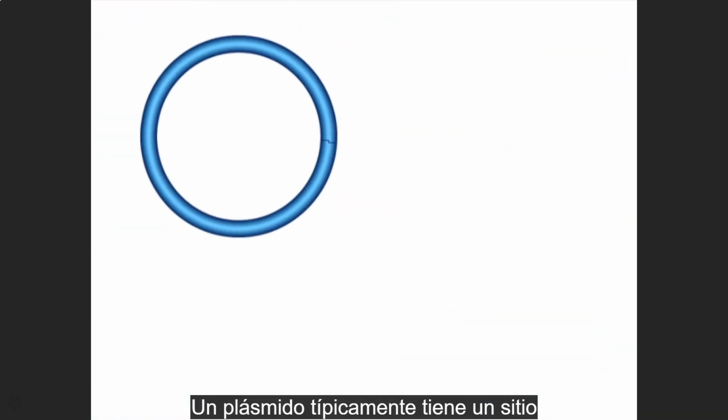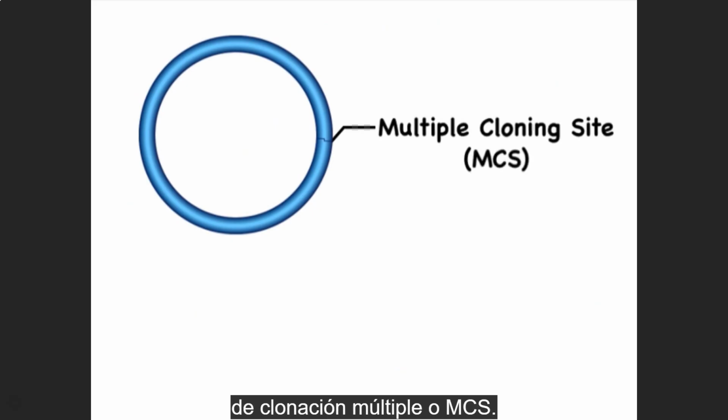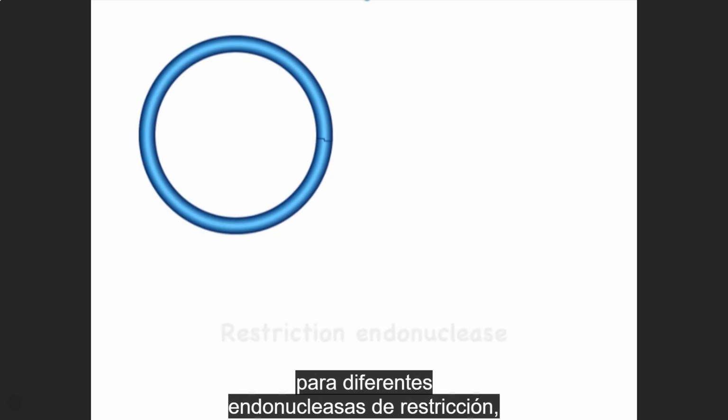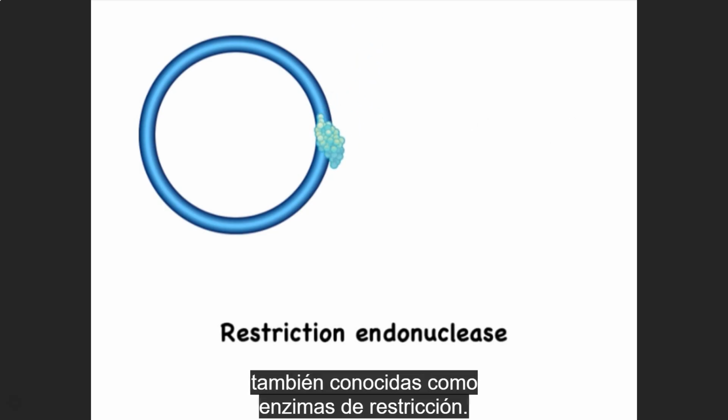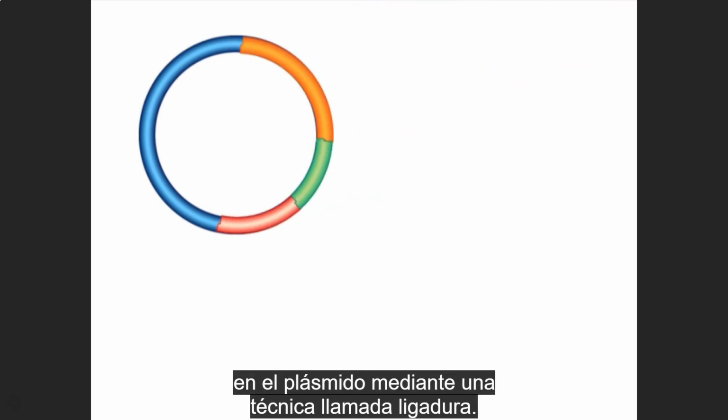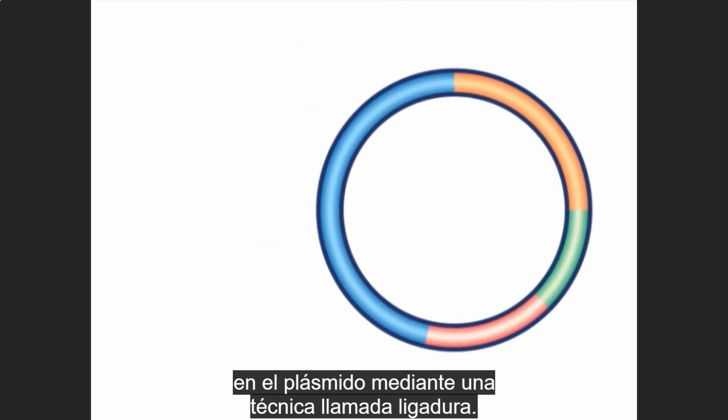A plasmid typically has a multiple cloning site, or MCS. This area contains recognition sites for different restriction endonucleases, also known as restriction enzymes. Different inserts can be incorporated into the plasmid by a technique called ligation.